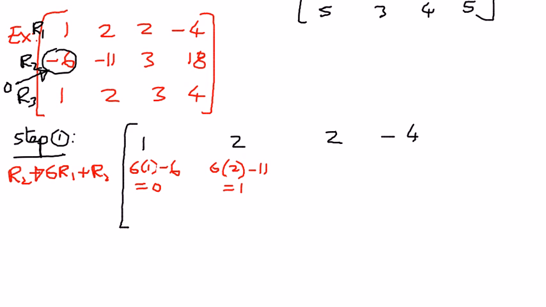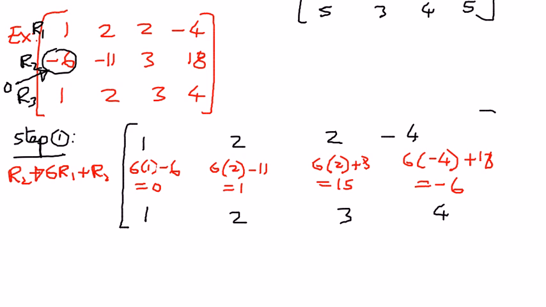And then the third one here is 6 times 2 plus 3. 6 times 2 is 12. 12 plus 3 is equal to 15. Then we have 6 times negative 4 plus 18. 6 times negative 4 is negative 24. Negative 24 plus 18 is going to be equal to negative 6. And in the third row, nothing is happening, so we're going to write it as is: 1, 2, 3, and 4.